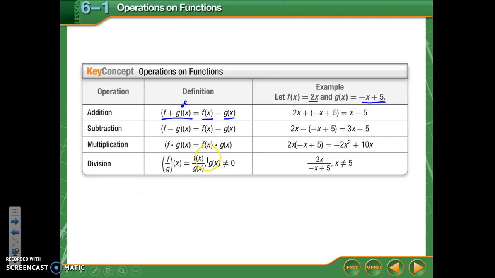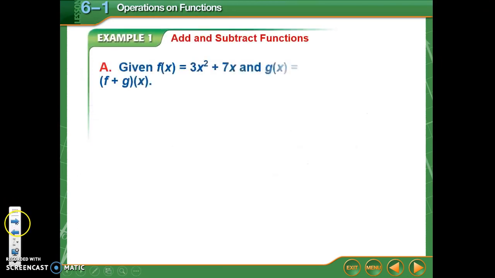The only extra thing with dividing is that you have to make sure that you write down the restrictions in the denominator first. So for example, in this case, if I do f of x over g of x, I do 2x, like you see here, 2x over negative x plus 5. So what can x not be? X cannot be 5. If x is 5, then I get 0 in my denominator and my function would be undefined. So we have to write down the restriction that x cannot equal 5.